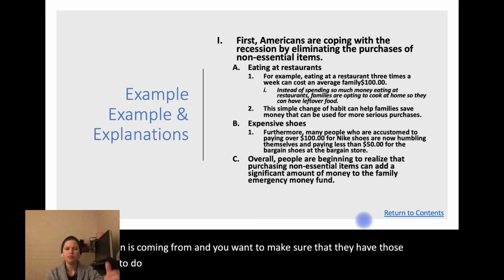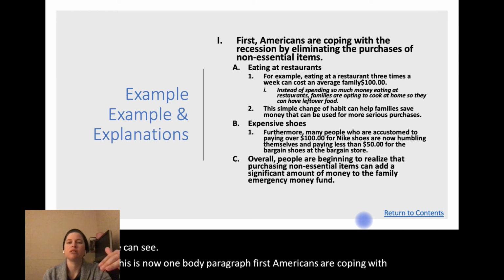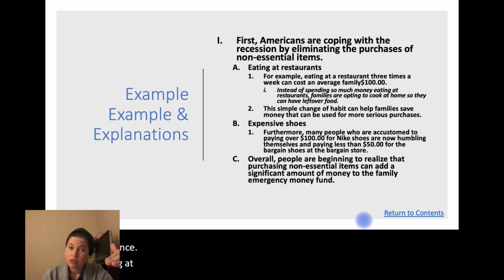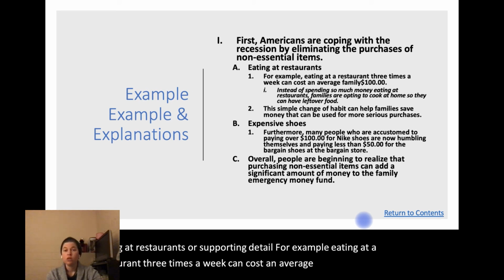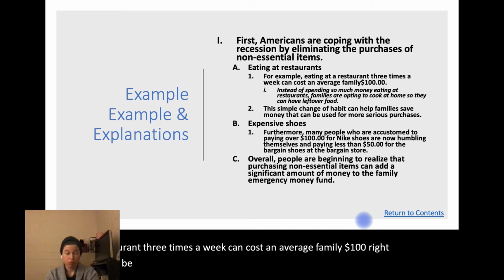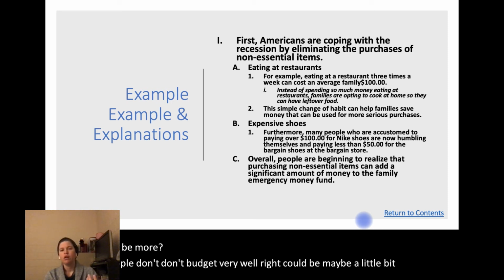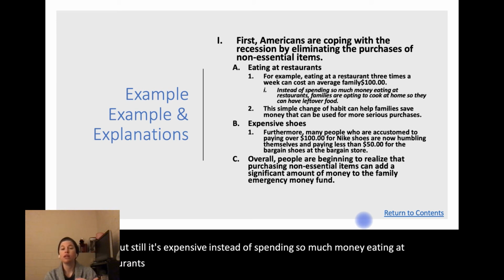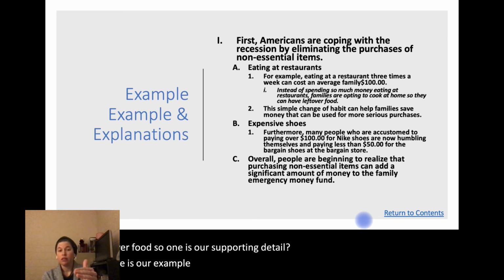So we can see this is now one body paragraph. First, Americans are coping with the recession by eliminating the purchases of non-essential items, our topic sentence. Eating at restaurants, our supporting detail. For example, eating at a restaurant 3 times a week can cost an average family $100, right? Could be more if people don't budget very well, could be maybe a little bit less, but still it's expensive. Instead of spending so much money eating at restaurants, families are opting to cook at home so they can have leftover food. So one is our example, and then little i is our explanation, right?